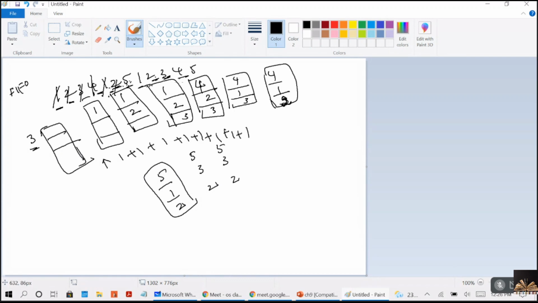Next you have 2. This is 4. 2 is replaced with 4. Then 5 is already there, so there is no replacement. 5 is already there, so there is no replacement. So 1, 2, 3, 4, 5, 6, 7, 8, 9. Total 9 page faults you are getting. So try the same thing with frame size 4.